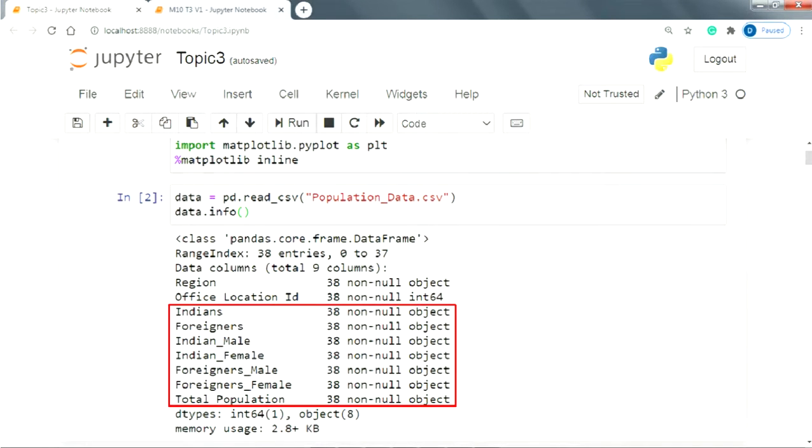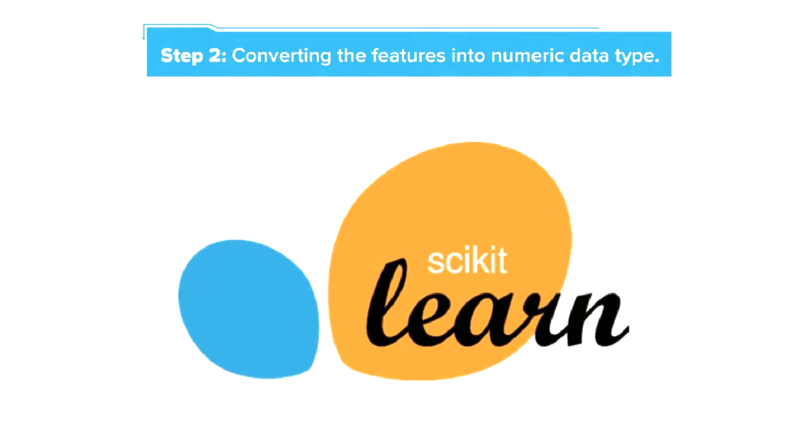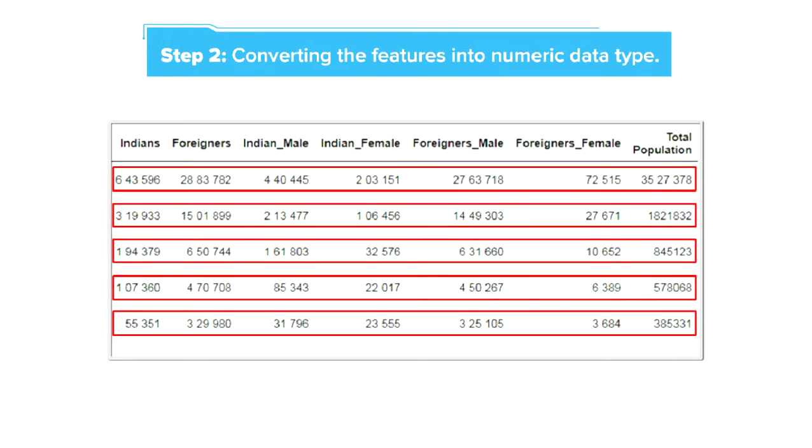Then why is Python recognizing them as object data type? This is because the features contain values separated by commas. As a result, they are not numerical in nature. Since sklearn only deals with the numerical data type, we will have to manually convert these features into numeric data type by removing the commas.